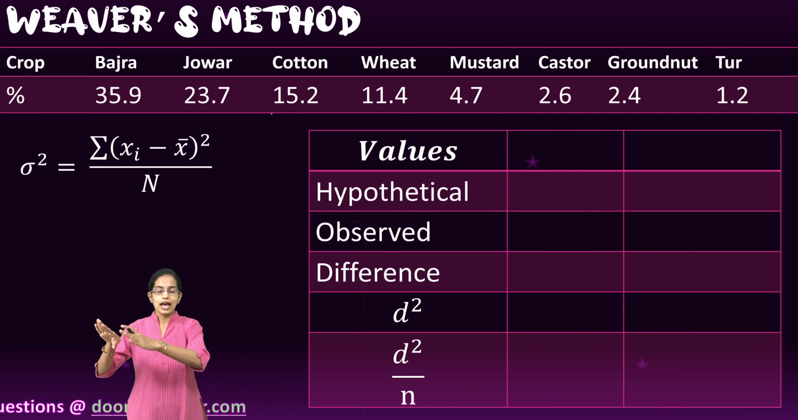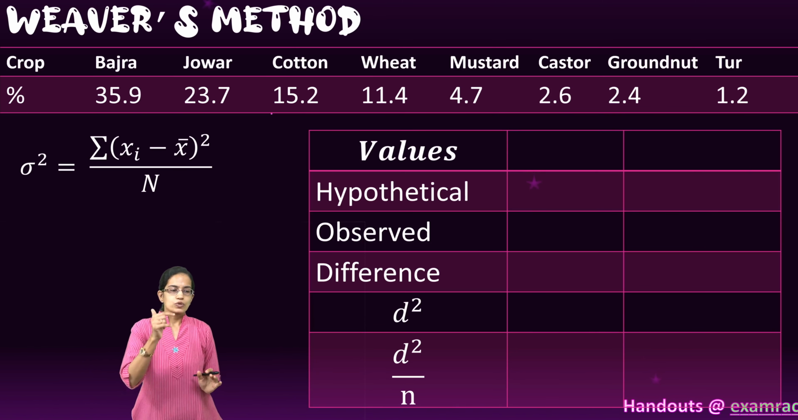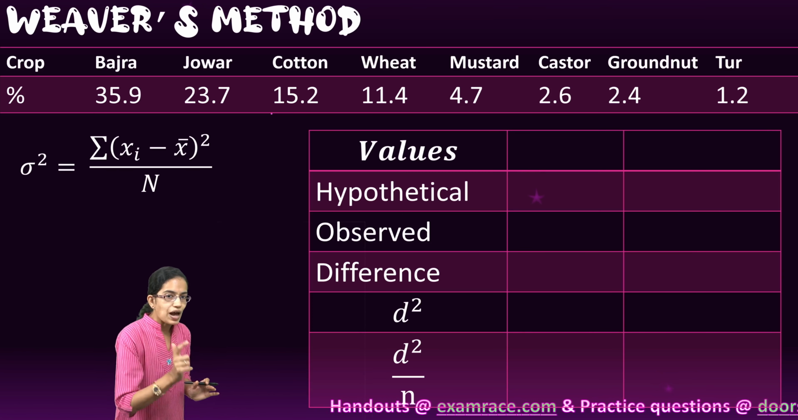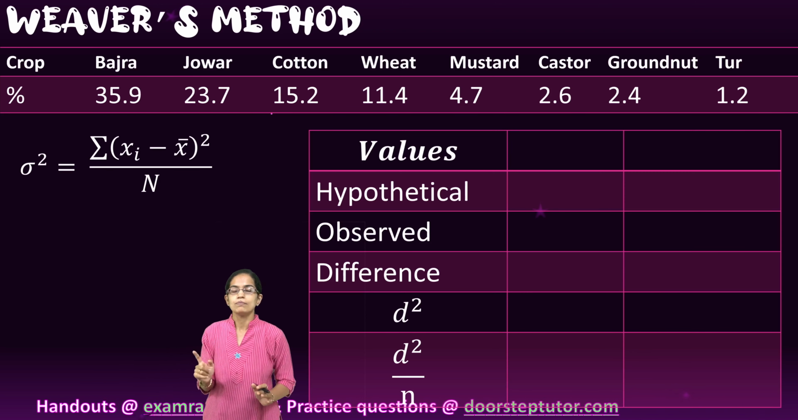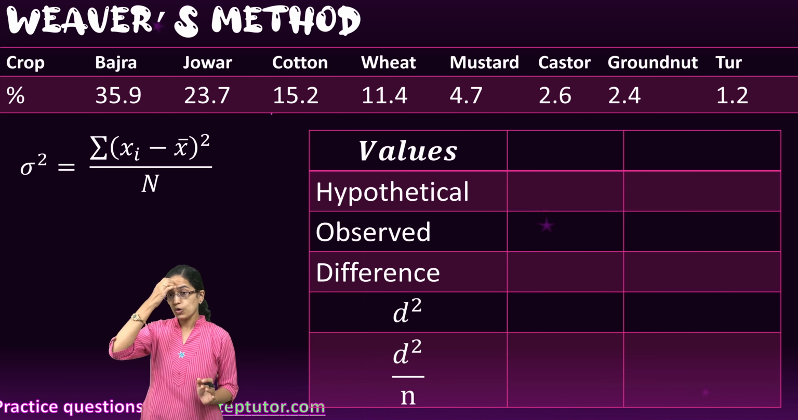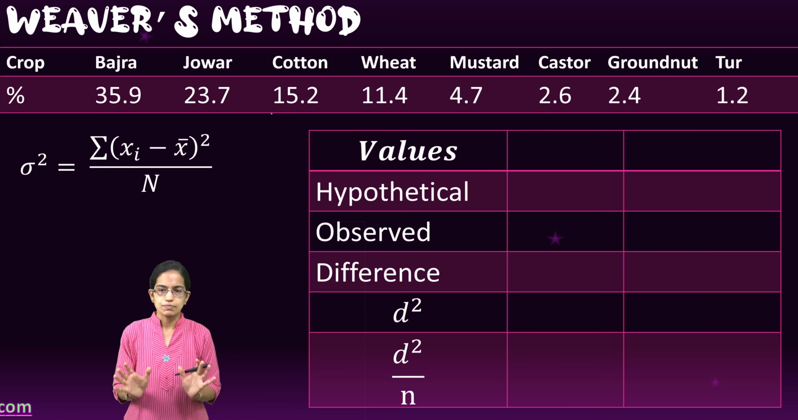Once I have the values for all these steps, which we would understand in a while, I find the value which is the least. The value that comes as the least value would indicate the number of crops that are most suitable for this region. So we would proceed with this example to understand Weaver's method better.